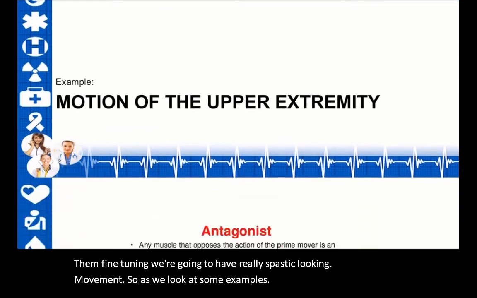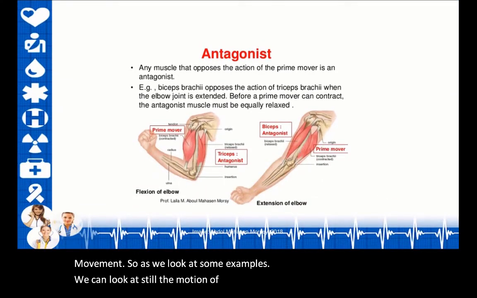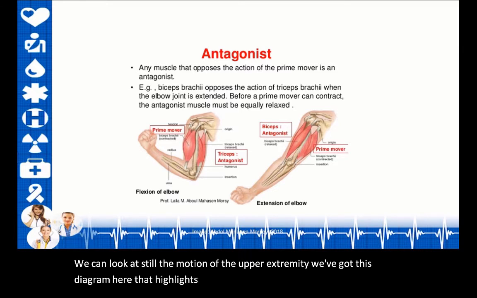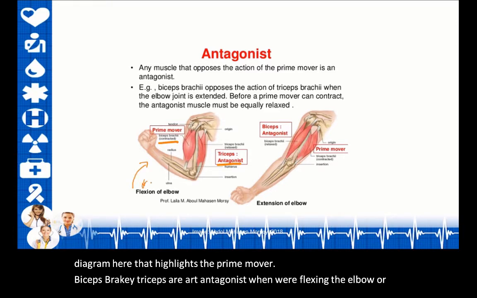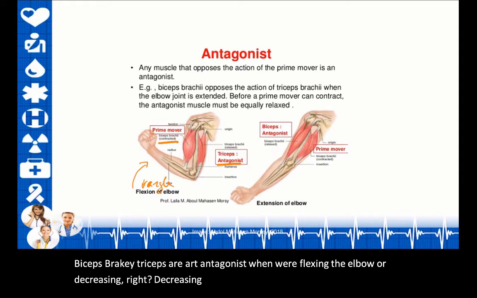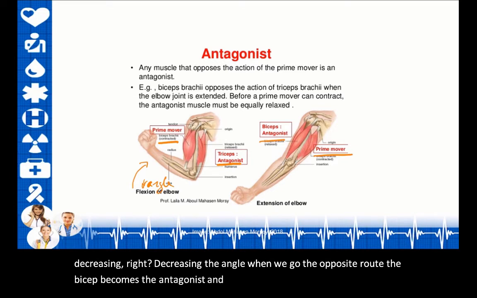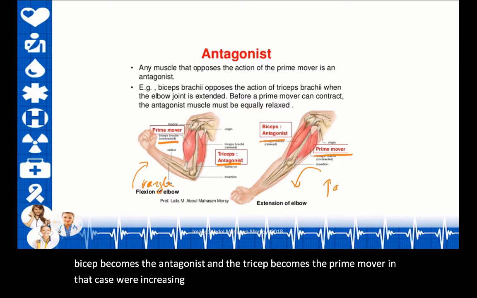we can look at still the motion of the upper extremity, and we've got this diagram here that highlights the prime mover, biceps brachii. Triceps are our antagonist when we're flexing the elbow or decreasing, right? Decreasing the angle. When we go the opposite route, the bicep becomes the antagonist and the tricep becomes the prime mover. And in that case, we're increasing the angle at that joint.